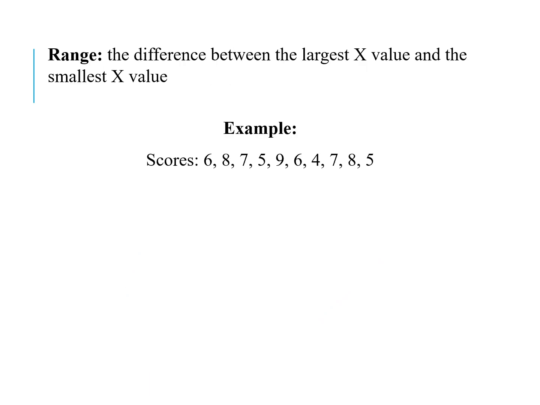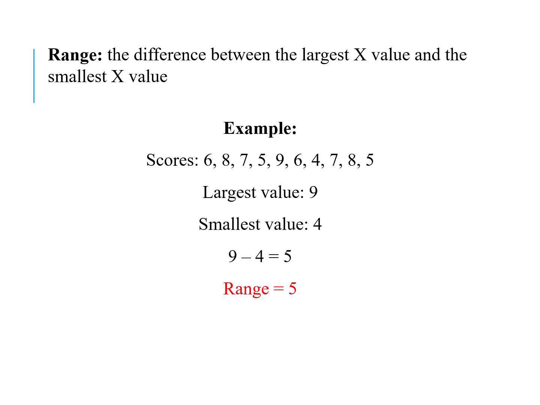One measure of variability is range. Range is the difference between the largest x value and the smallest x value. For instance, take this group of scores. They're not in numerical order because they don't need to be, but the largest value is 9 and the smallest value is 4. 9 minus 4 is 5, and so the range is 5.